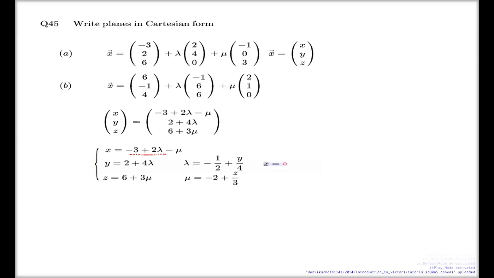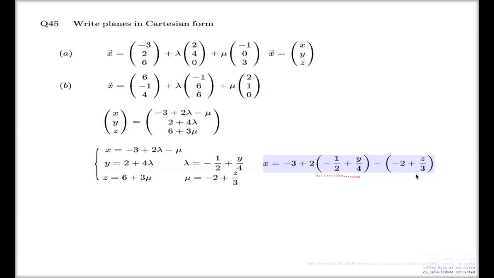So x is the left-hand side. Then goes -3. Nothing changed with the -3. 2 times the expression representing lambda, and then negative the expression representing mu. That's exactly what I was telling you when I said we have to substitute the solution into the remaining equation. This is the result of that.